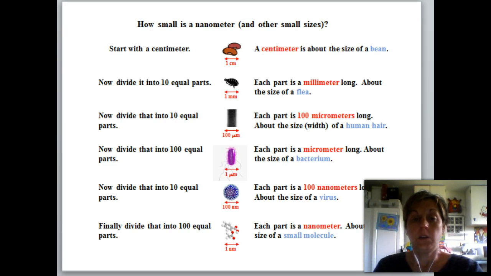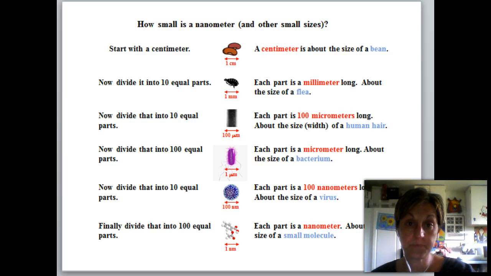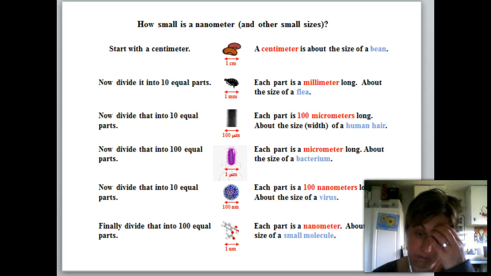Okay, so how small is a nanometer? And we're also going to look at some other small sizes. If we start with something that we're familiar with, like a centimeter, a bean is about the size of a centimeter. That's something we can anchor our brain to. Then if we take that centimeter and divide it into 10 equal parts, that's a millimeter. And a flea is about the size of a millimeter.